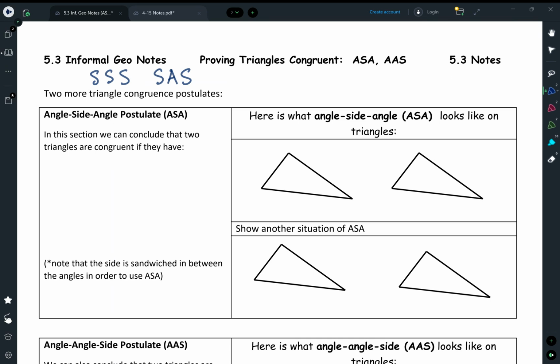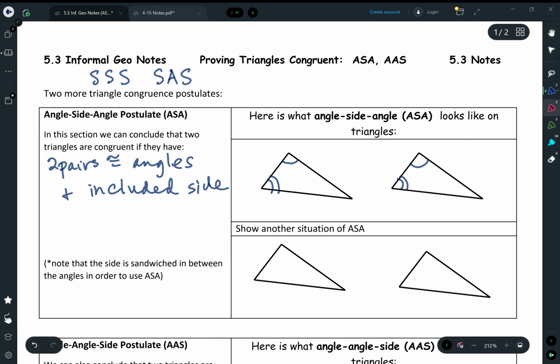So today we're looking at angle side angle. So angle side angle is when we have two pairs of congruent angles and the side that's between them. And I'm going to call that the included side. So let's see what that looks like on some triangles. So I'm going to mark a couple angles congruent. And then I need to have the side that is between them. So basically the side connecting the angles. So that means this side here and this side here. That's the side connecting the angles. So that's the one that I need to mark congruent.